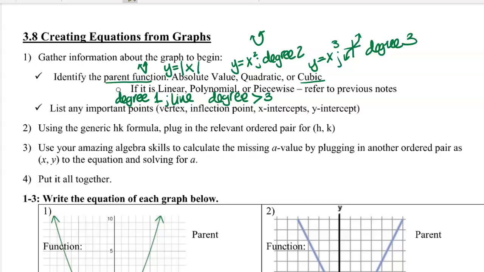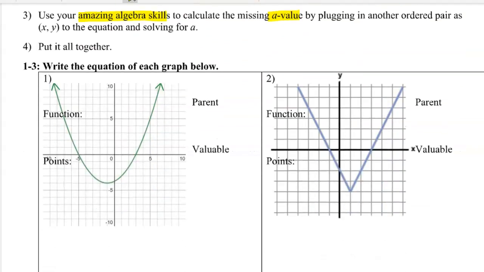Now, anything that's important, such as the vertex, inflection point, x-intercept, y-intercept, these are important points that we want to list out before we put it together in an equation. Then remember the HK formula. We want to plug in the ordered pair, the vertex or inflection point, or if it's a linear, then it's just a point for the HK. We want to use our awesome algebra skills to find the missing a value after we plug in the h and the k, okay?